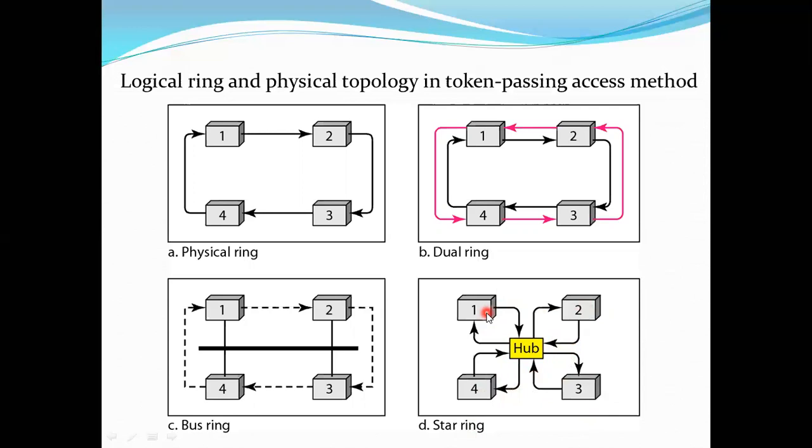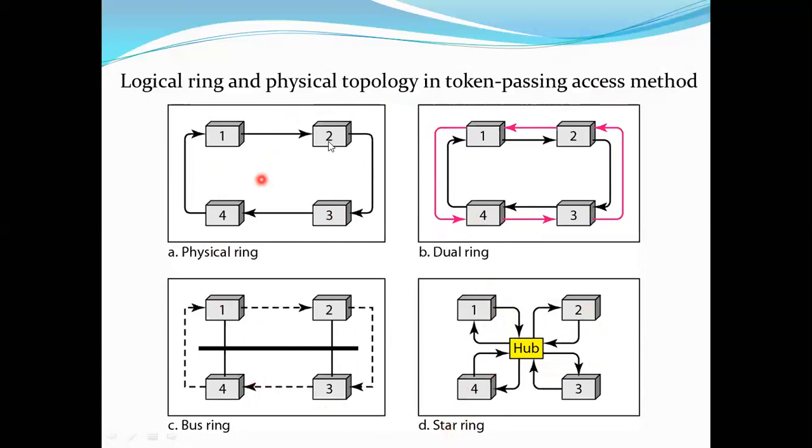Also, adding and removing stations becomes easy in star ring topologies. If you want to add or remove stations, it is easy. This star ring topology is still used in the token ring LAN, which was designed by IBM. So this is how the logical ring and physical topology work in the token ring access method.